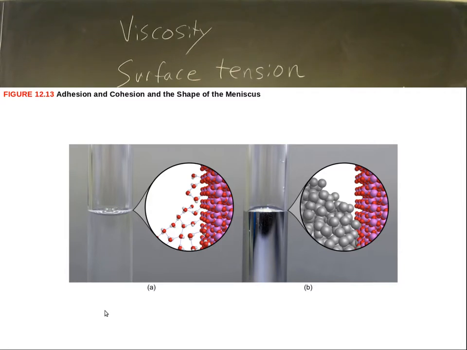So just at a glance, we can look at these two cases, and let's suppose it wasn't water and mercury, but some new substance, and we can tell the relative strength of adhesive versus cohesive forces by looking at the shape of the meniscus, whether it bends downward in a concave fashion or bends upward in a convex fashion.